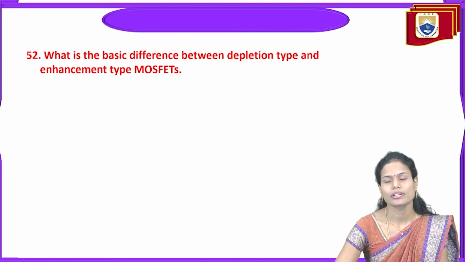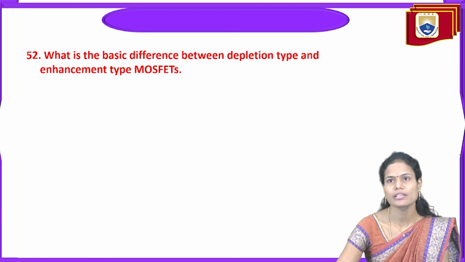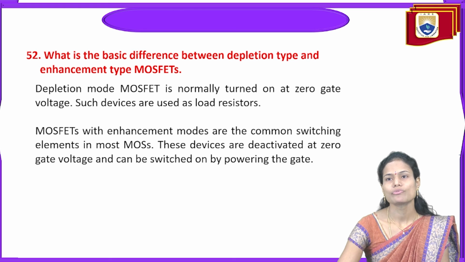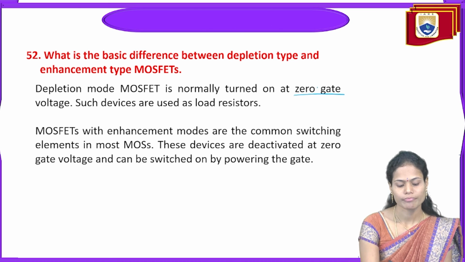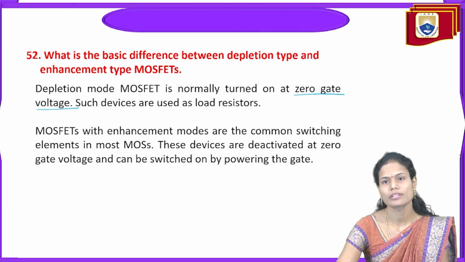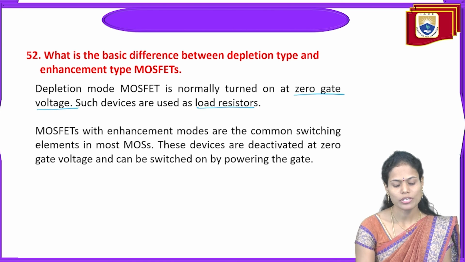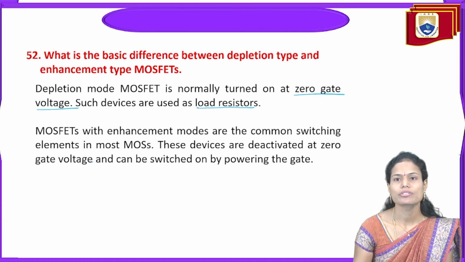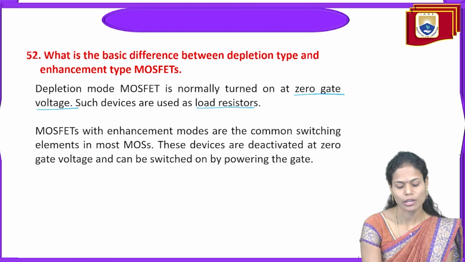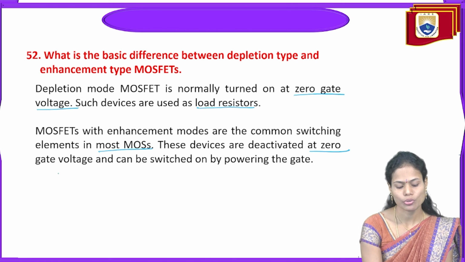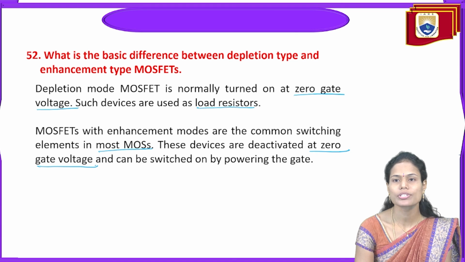And next, what is the basic difference between the depletion type MOSFET as well as enhancement type MOSFETs? In the case of depletion mode MOSFETs, those are turned on at zero gate voltage. Such devices are used as load resistors. But in the case of enhancement mode, MOSFETs with enhancement modes are the common switching elements in most applications. These devices are deactivated at zero gate voltage and can be switched on when we apply the gate voltage to the gate to source junction. So that is the basic difference.